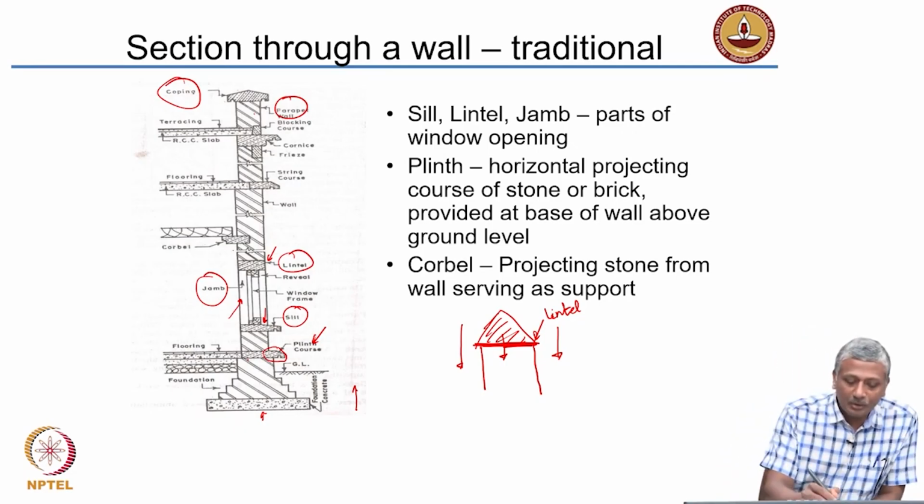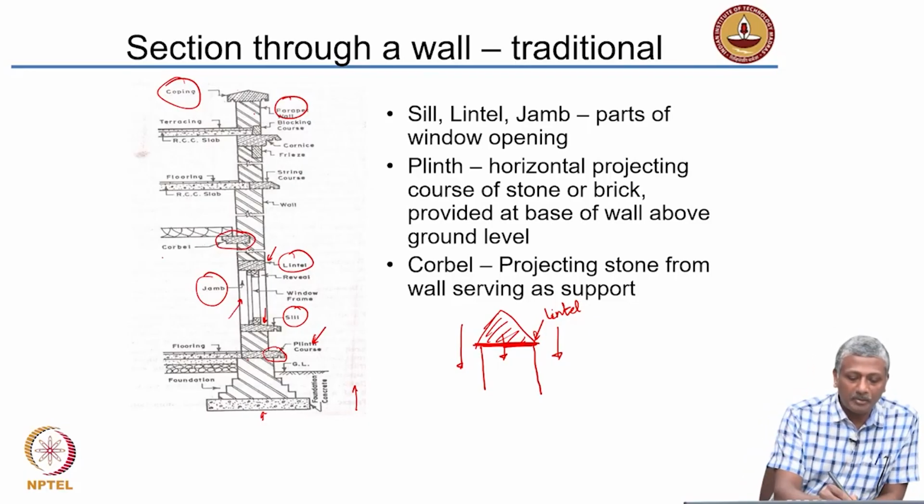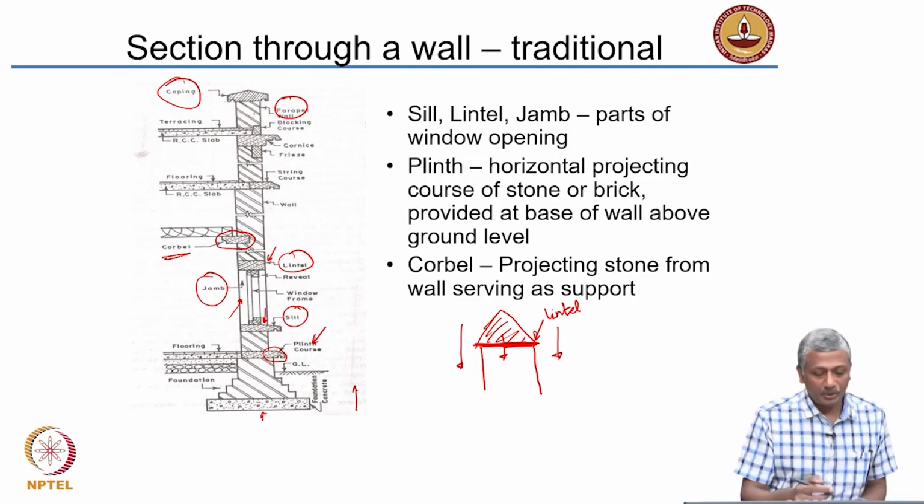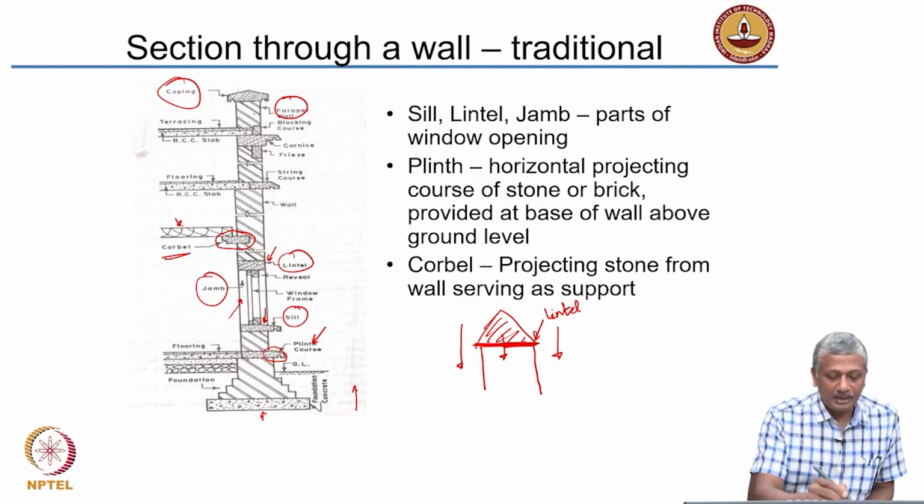In fact, on the interior there is also a projecting stone coming out of the wall, that is called a corbel. It is a projecting stone that serves as a support. For instance, this corbel is actually having this wooden beam resting on top of it.